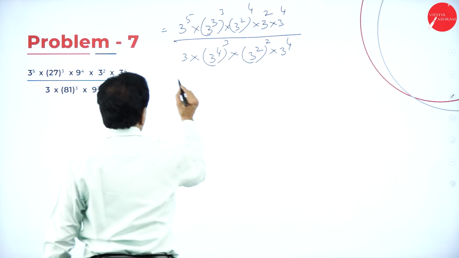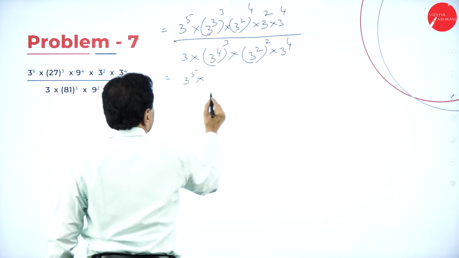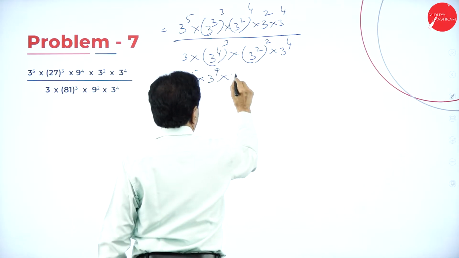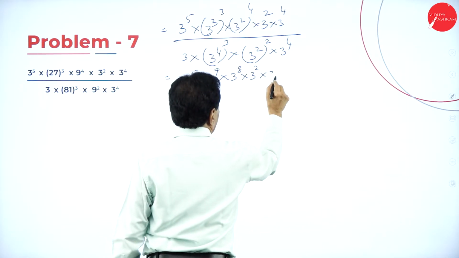So we can go with one step. 3 to the power of 5, 3 to the power of 9, 3 to the power of 8, 3 to the power of 2, 3 to the power of 4.